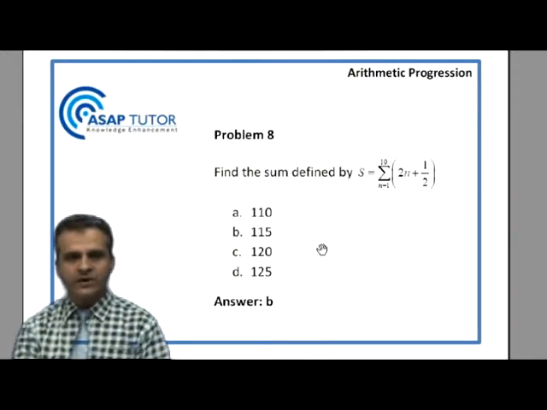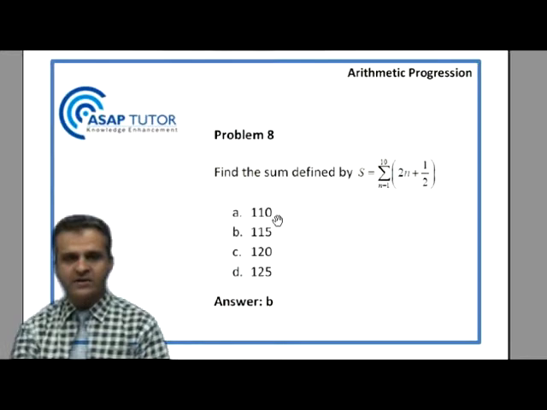Now the next problem over here is to find the sum defined by S is equal to summation n is equal to 1 to 10 of 2n plus 1 by 2. It means the general term is 2n plus 1 by 2, and we want to find the sum of all the terms which are obtained by putting n is equal to 1, then n is equal to 2, and n is equal to 3, and so on up to n is equal to 10.